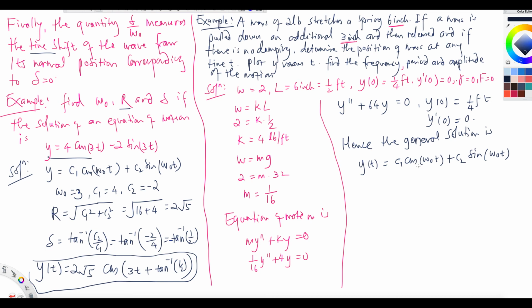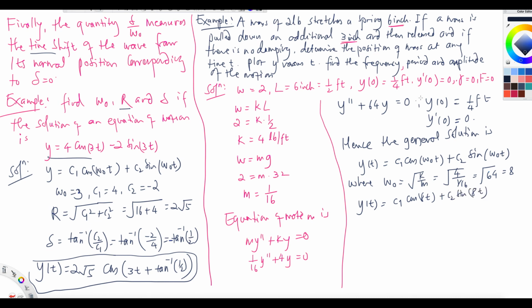But what is omega 0 first? Let us find out the omega 0. What is the formula for omega 0? Omega 0 equals the square root of k over m. We derived that. So what is our k? K is 4, over m which is 1/16. So under the root, 4 times 16 over 1 is 64, that is 8. So the equation looks like y of t equals C1 cosine 8t plus C2 sine 8t.